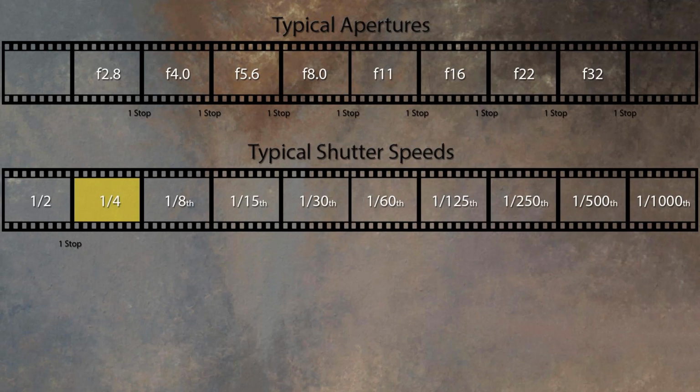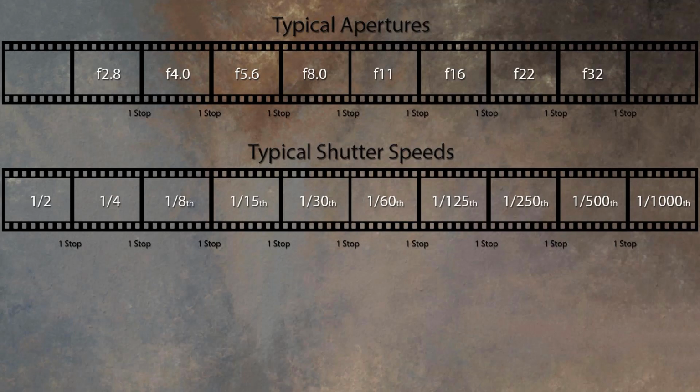Now I'm pretty sure you may already be one step ahead of me because there is the same one-stop difference between each and every one of those shutter speeds. So when we move through those shutter speeds from left to right, we're speeding up the shutter one stop each time. Therefore, we're reducing the light falling on the sensor by half each time. If we move from right to left, we're slowing down the shutter, giving more time for light to fall onto the sensor, so in fact we're doubling the light between each setting.